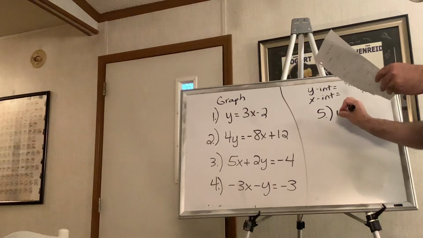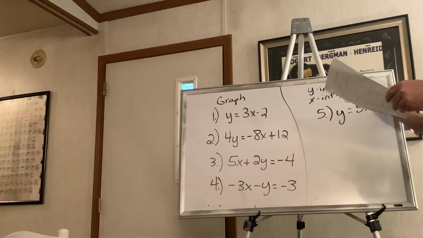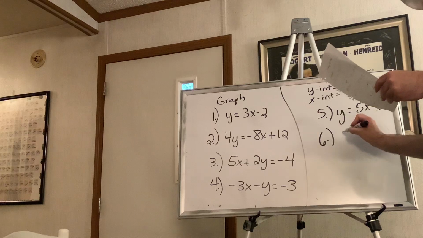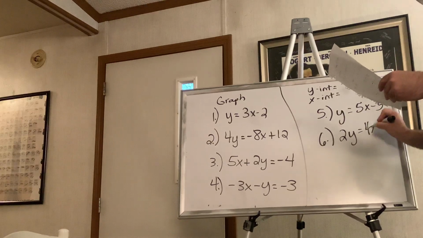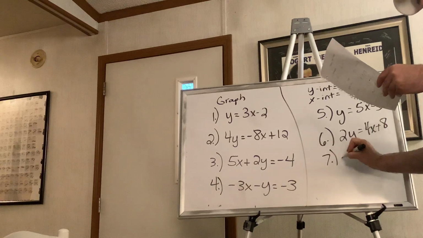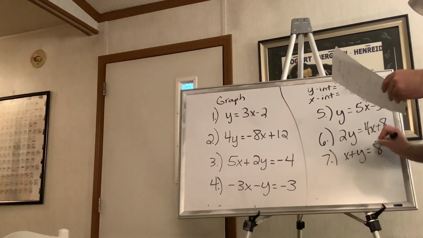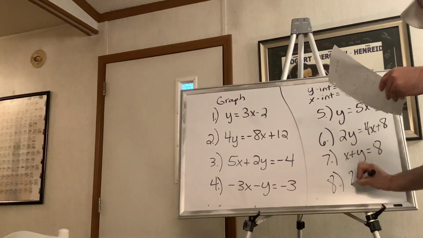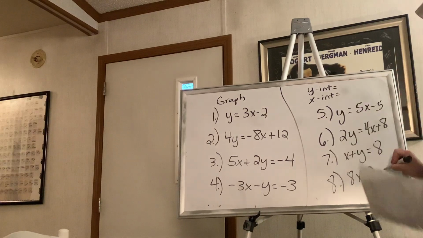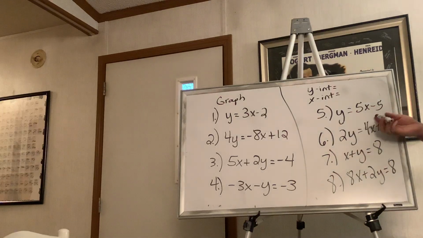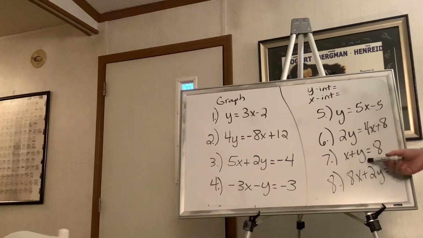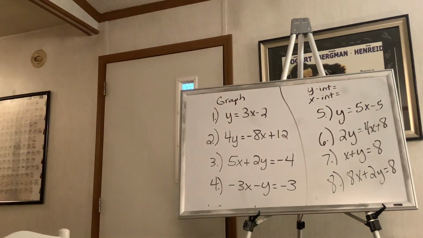So that is going to be y equals 5x minus 5. 2y equals 4x plus 8. x plus y equals 8. And 8x plus 2y equals 8. Now remember, this one's already in y equals mx plus b, so your y-intercept is given to you. You can already just plug that in and go from there. These you've got to rework to put in y equals mx plus b form, so don't forget to do that first. All right, so that's both days of material there. So we'll let you start on that.